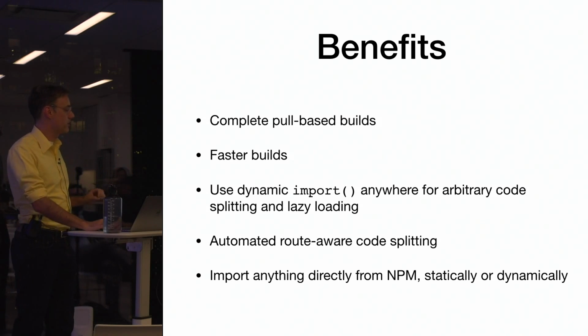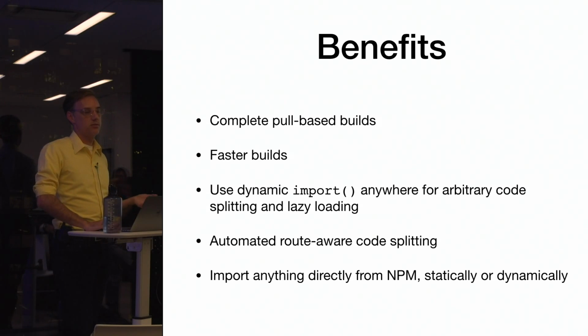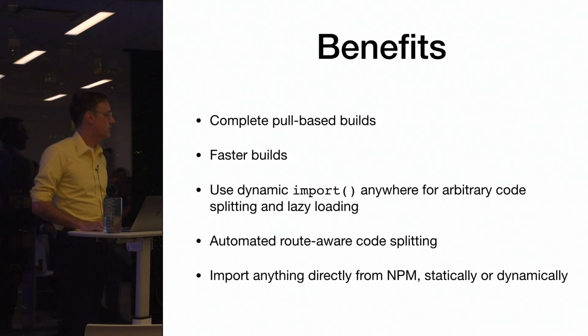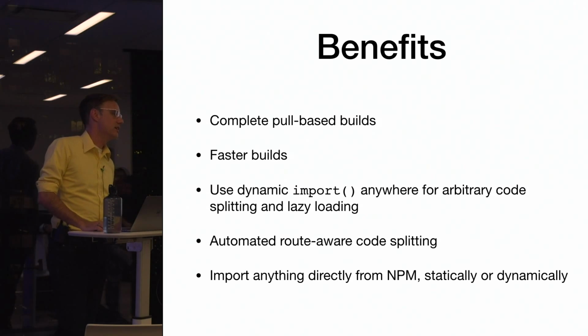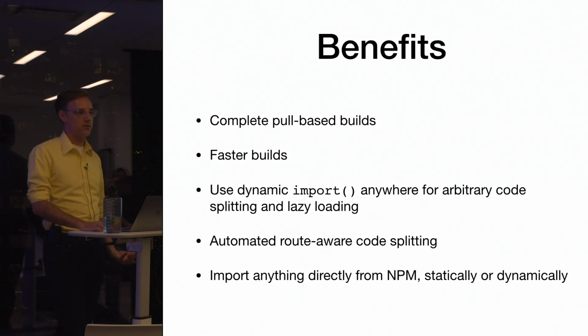And automated route-aware code splitting is already a thing that's implemented. So you can give routes as split points, and we can split your code up automatically for you, and that's pretty powerful and nice. And lastly, you can import anything directly from NPM, statically or dynamically. This is a thing you can do today with Ember Auto Import in your apps. It's not a coincidence that you can do that. Ember Auto Import is really a polyfill for a subset of what Embroider does.